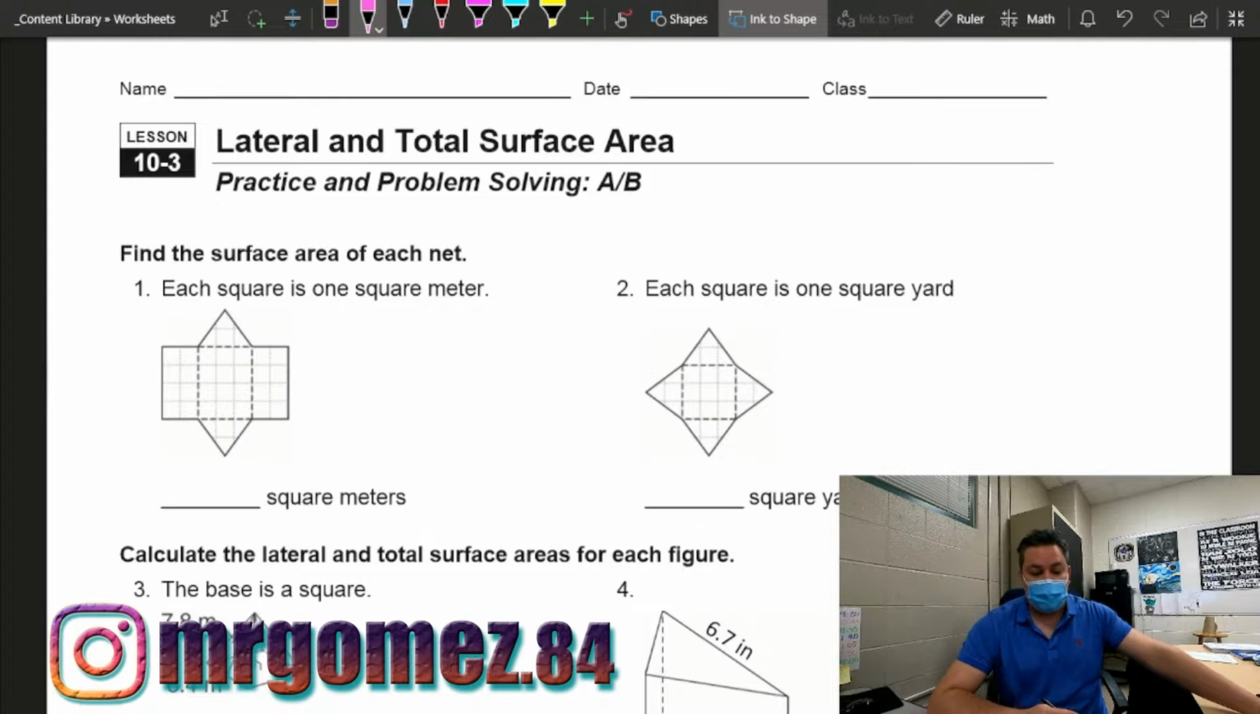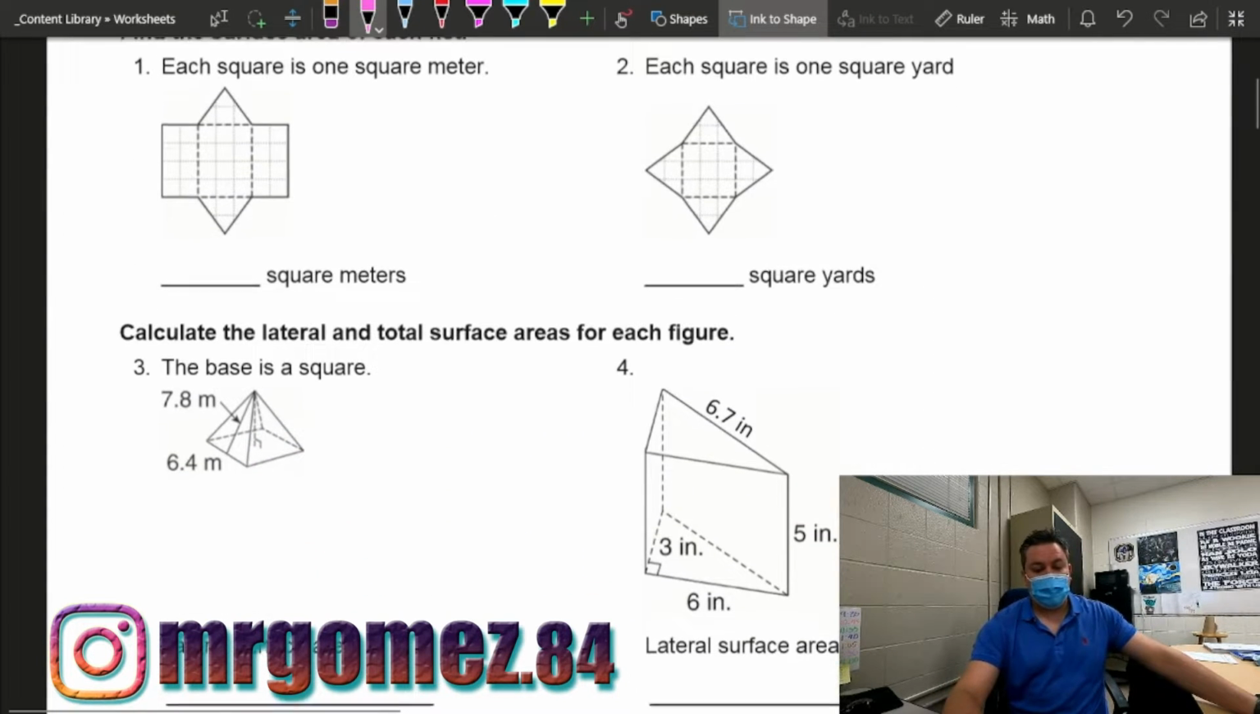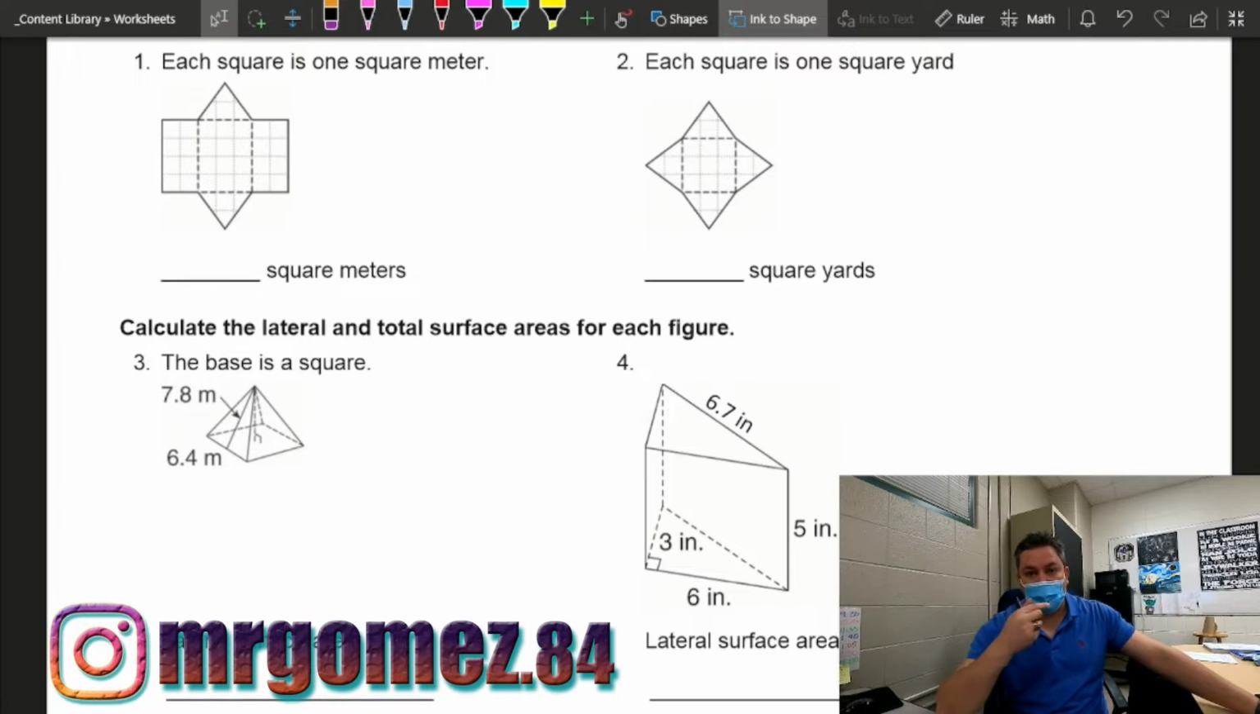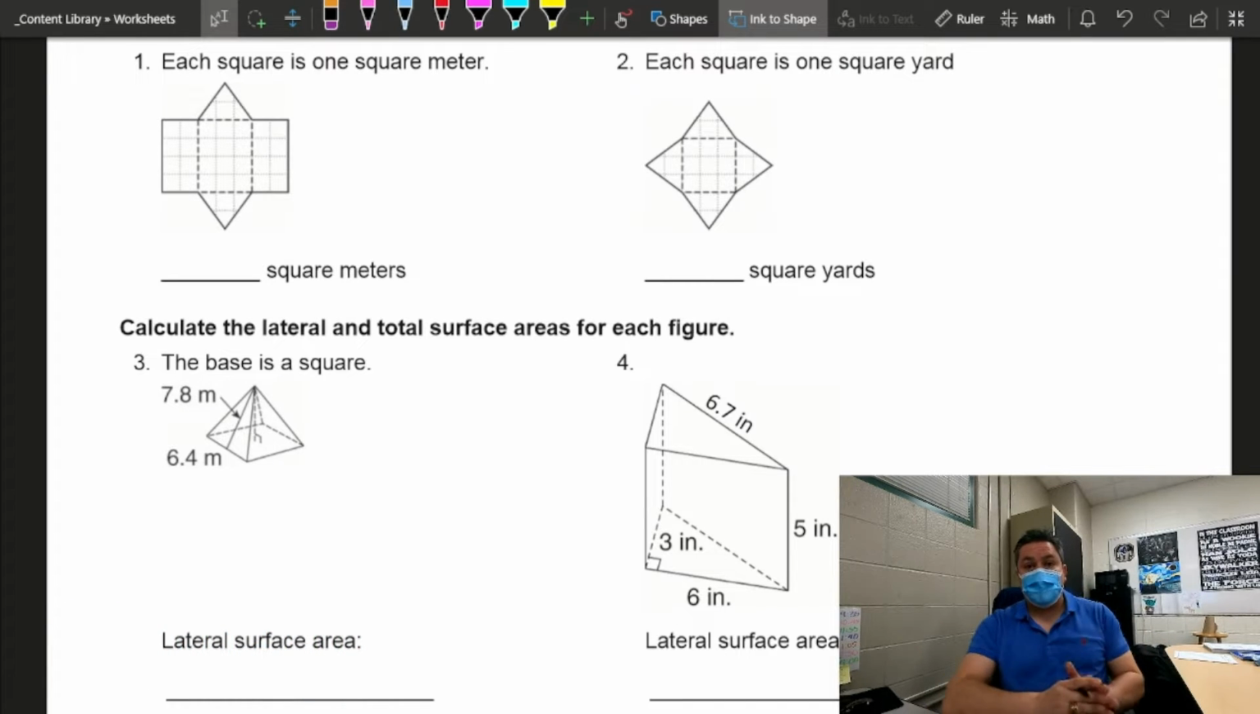Today we're going to be doing lateral and total surface area. In this video, I'm just going to focus on one problem, but because I have videos about almost every possible scenario, if you want to see those videos, make sure you check the playlist about areas or volume, and they'll be there. For this purpose, the process is the same, so we're just going to dive right into it.